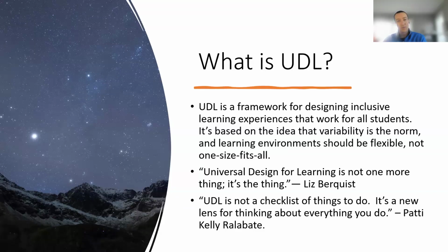Universal design for learning is a way that we can make sure that our learning experiences are working for all of our students. And we're recognizing that no two learners are exactly the same, and even the same learner is not going to learn two different things in the same way. So we want to design for variability. We want to design for flexibility. We want to design for multiplicity.